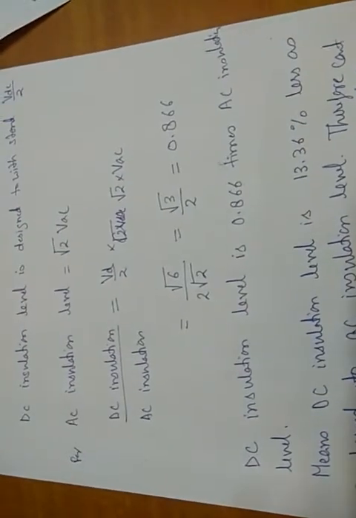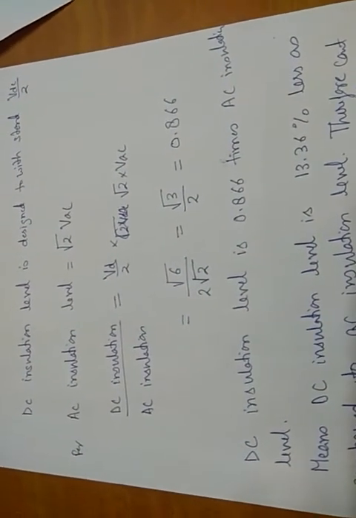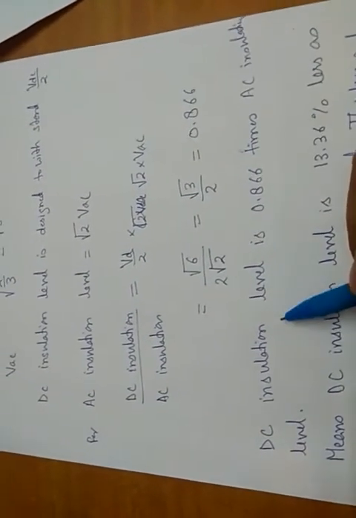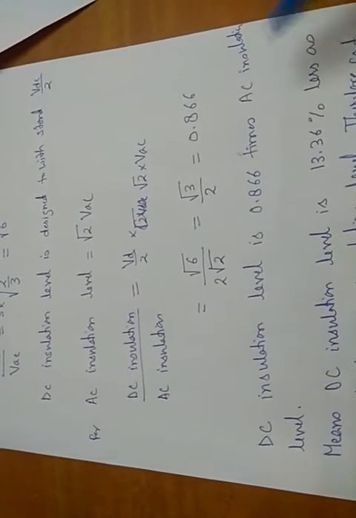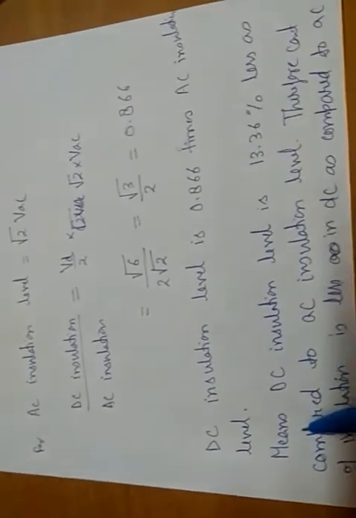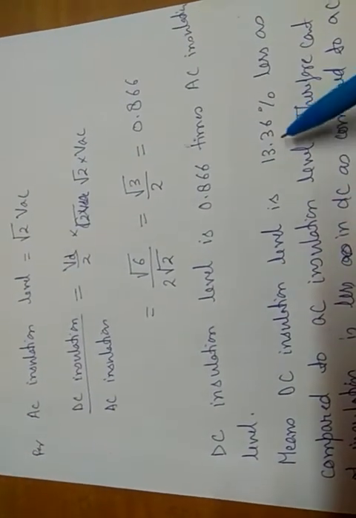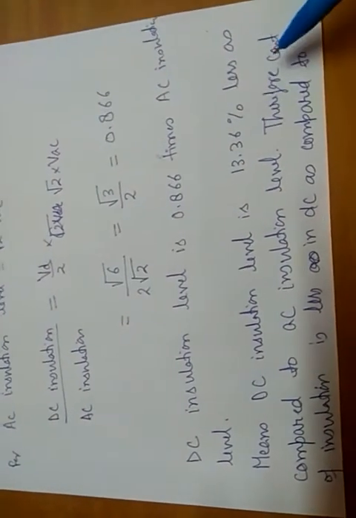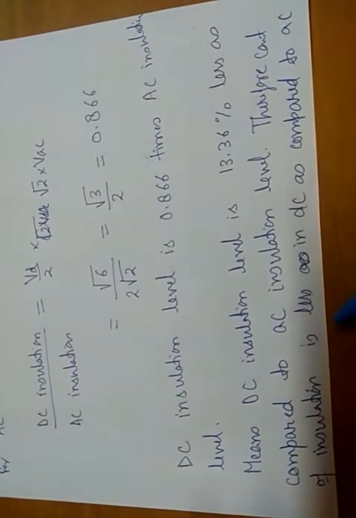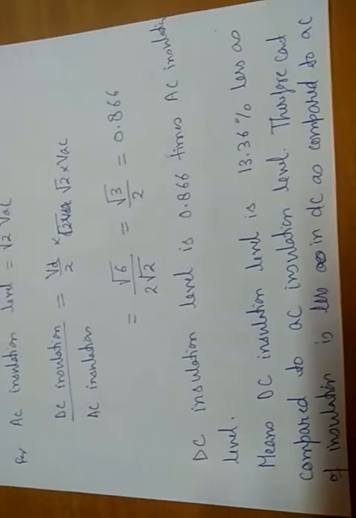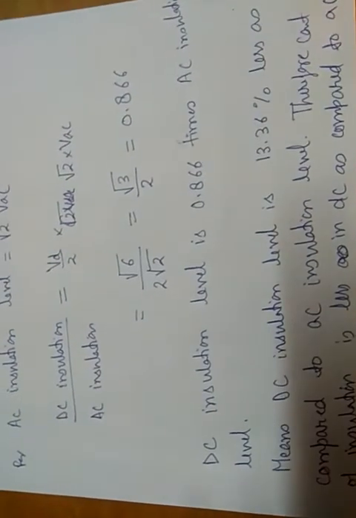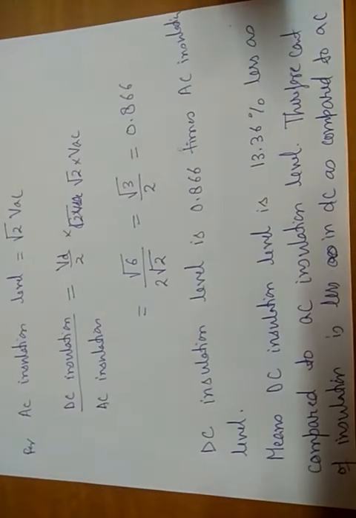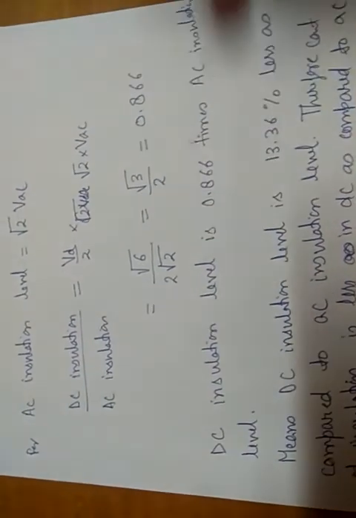If the DC insulation level is lower as compared to the AC insulation level, the cost of the insulation will reduce in DC. However, the cost of the insulation in AC will be more. So we are saying the DC insulation level is 13.36% less as compared to the AC insulation level. Therefore, the cost of insulation is less in DC as compared to AC. That is why we say DC is economical as compared to AC for long distances.